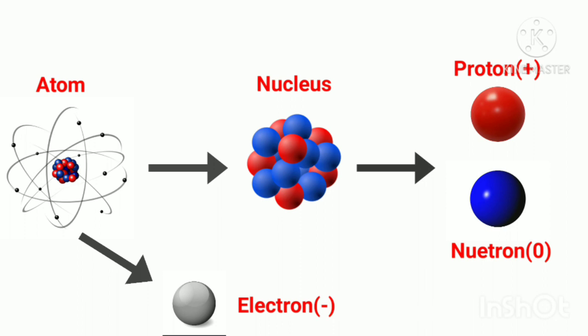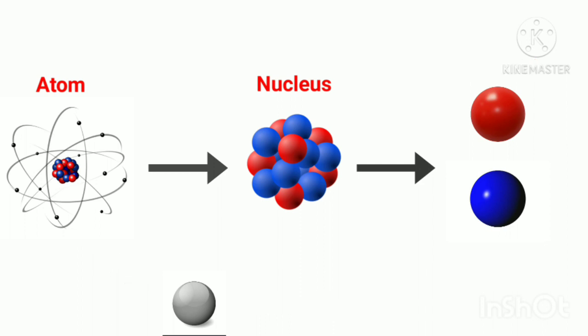Electrons have the opposite charge of protons. They are negatively charged. There is a particular path which electrons follow while revolving around the nucleus. This path is called an orbit.